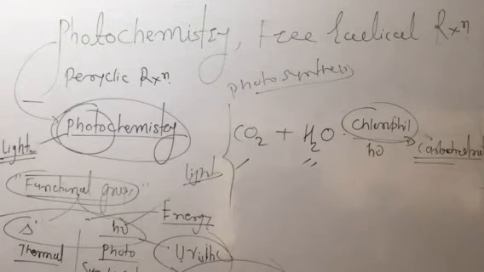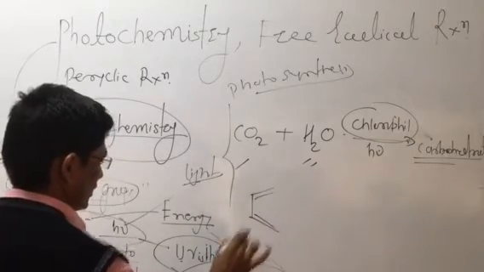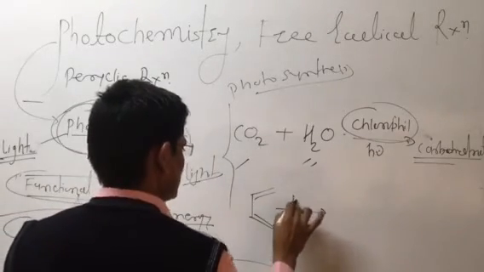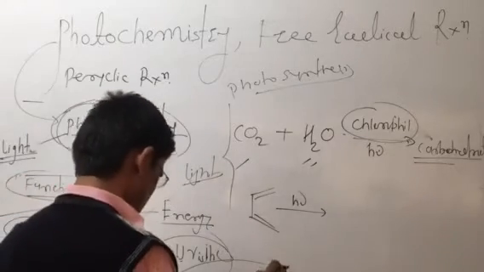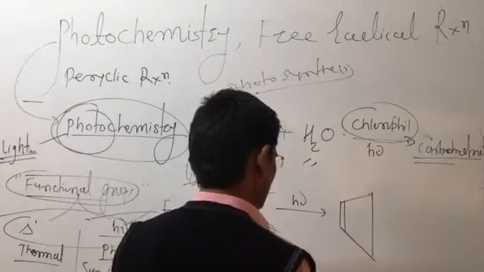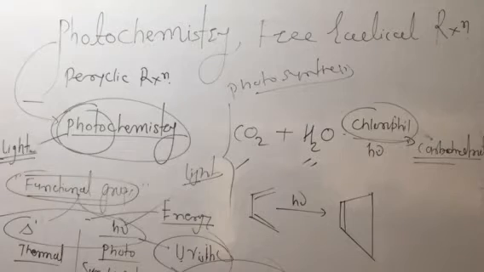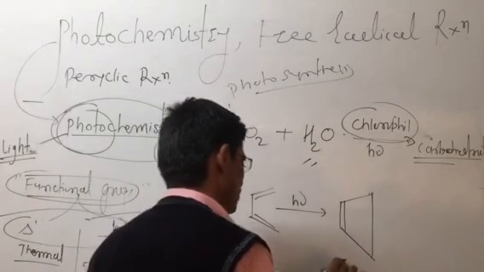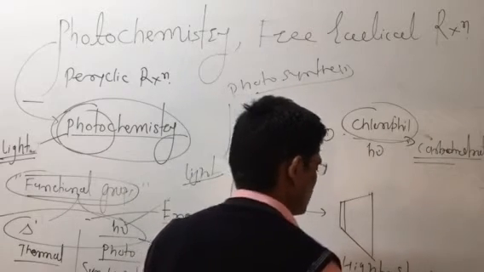Suppose we have some molecules, for example 1,3-butadiene. On irradiation of light, cyclobutene is obtained, but this is a highly strained molecule.